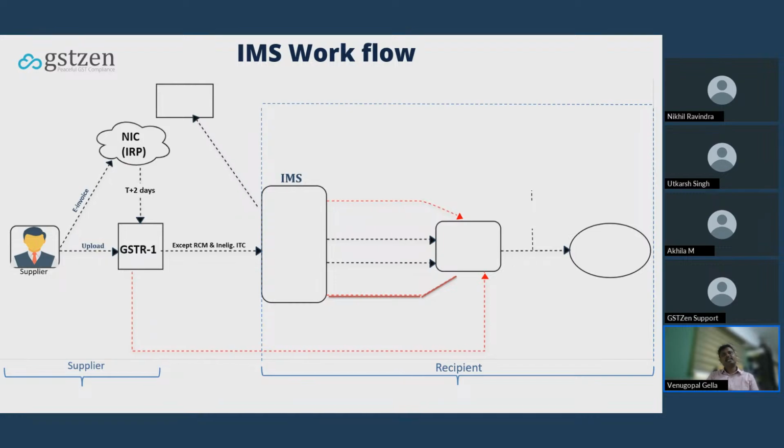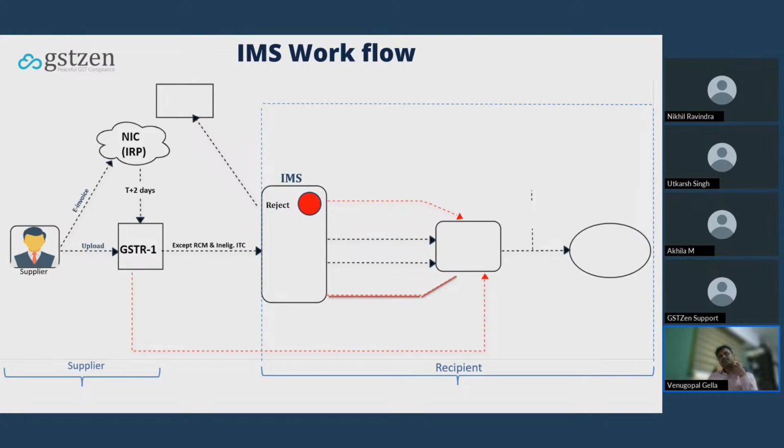The next set of records that don't come to the IMS dashboard are the time-barred credits. 16 subsection 4 restricts the time within which one can take the credit. This is up to 30th November. So if someone is filing the March 24 return in Jan 25, the sales return GSTR1 for March 24 filed in Jan 25, even that would be treated as an ineligible record and it doesn't appear in IMS.